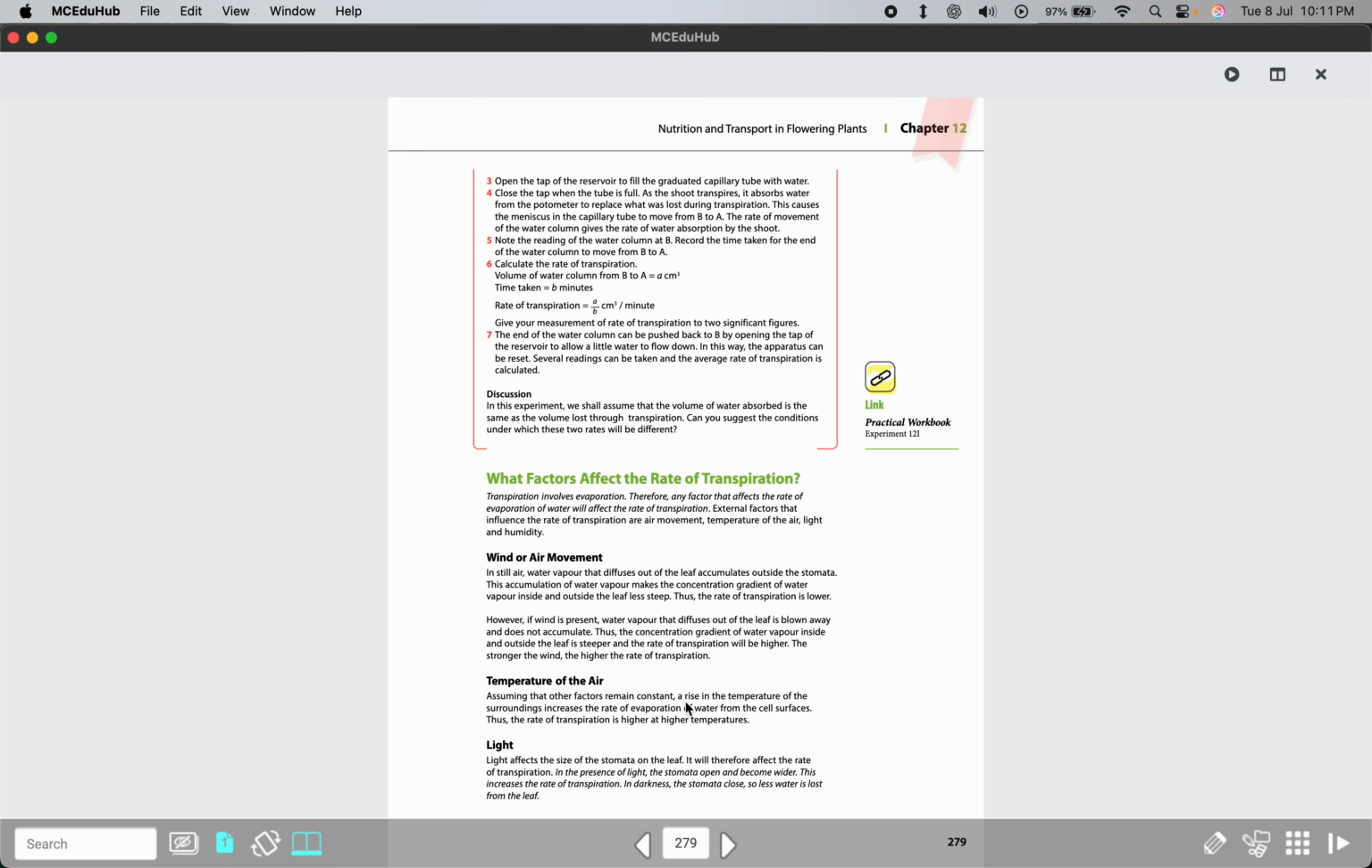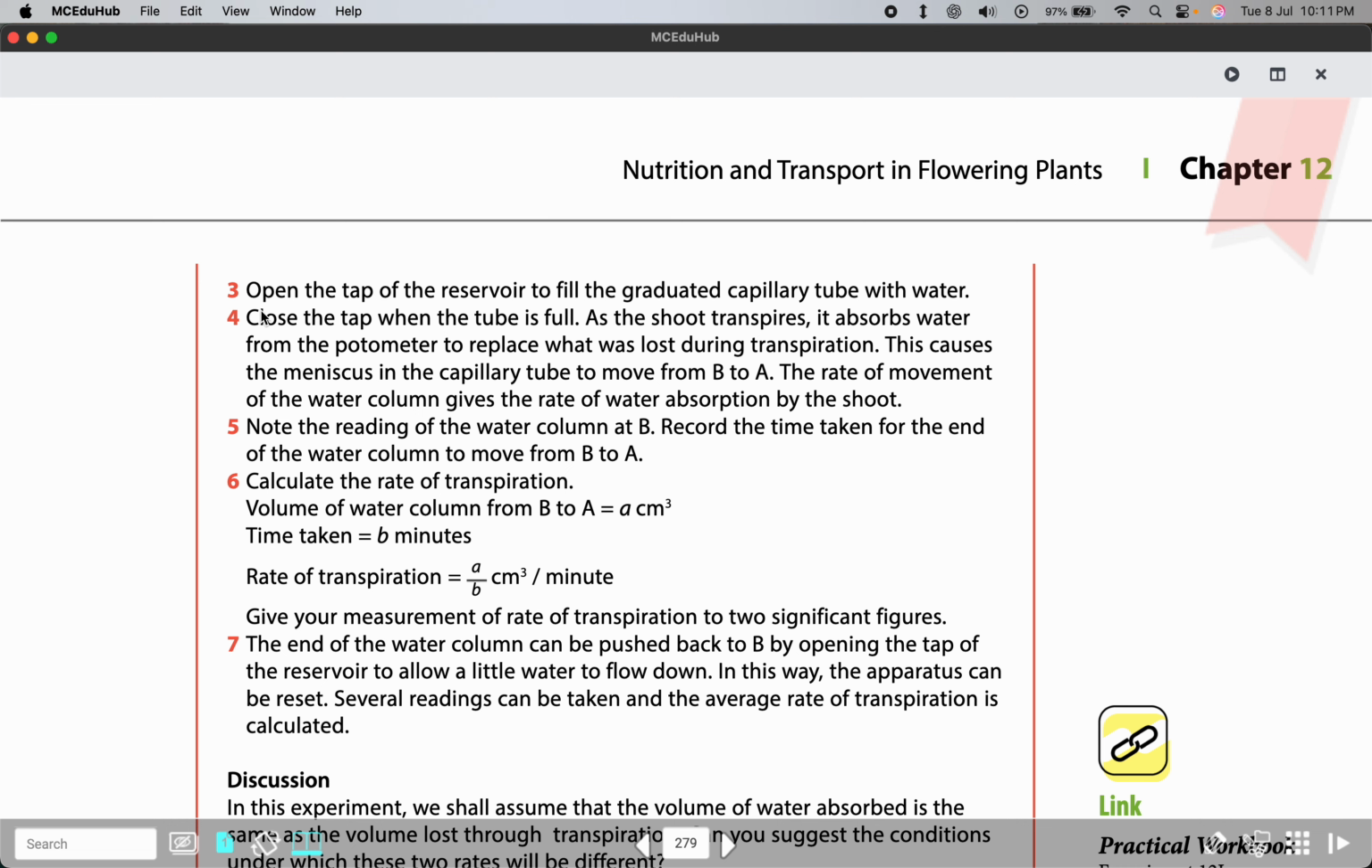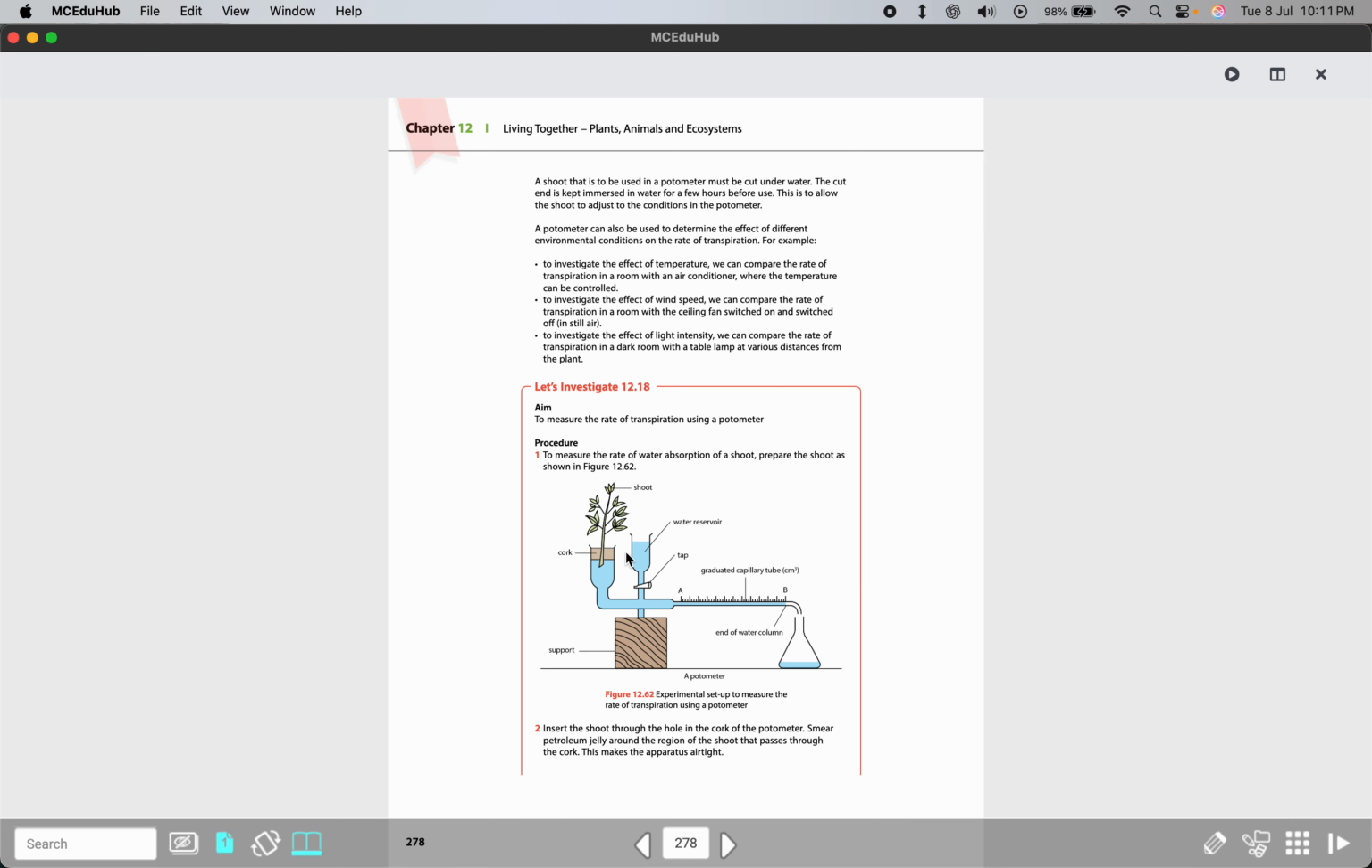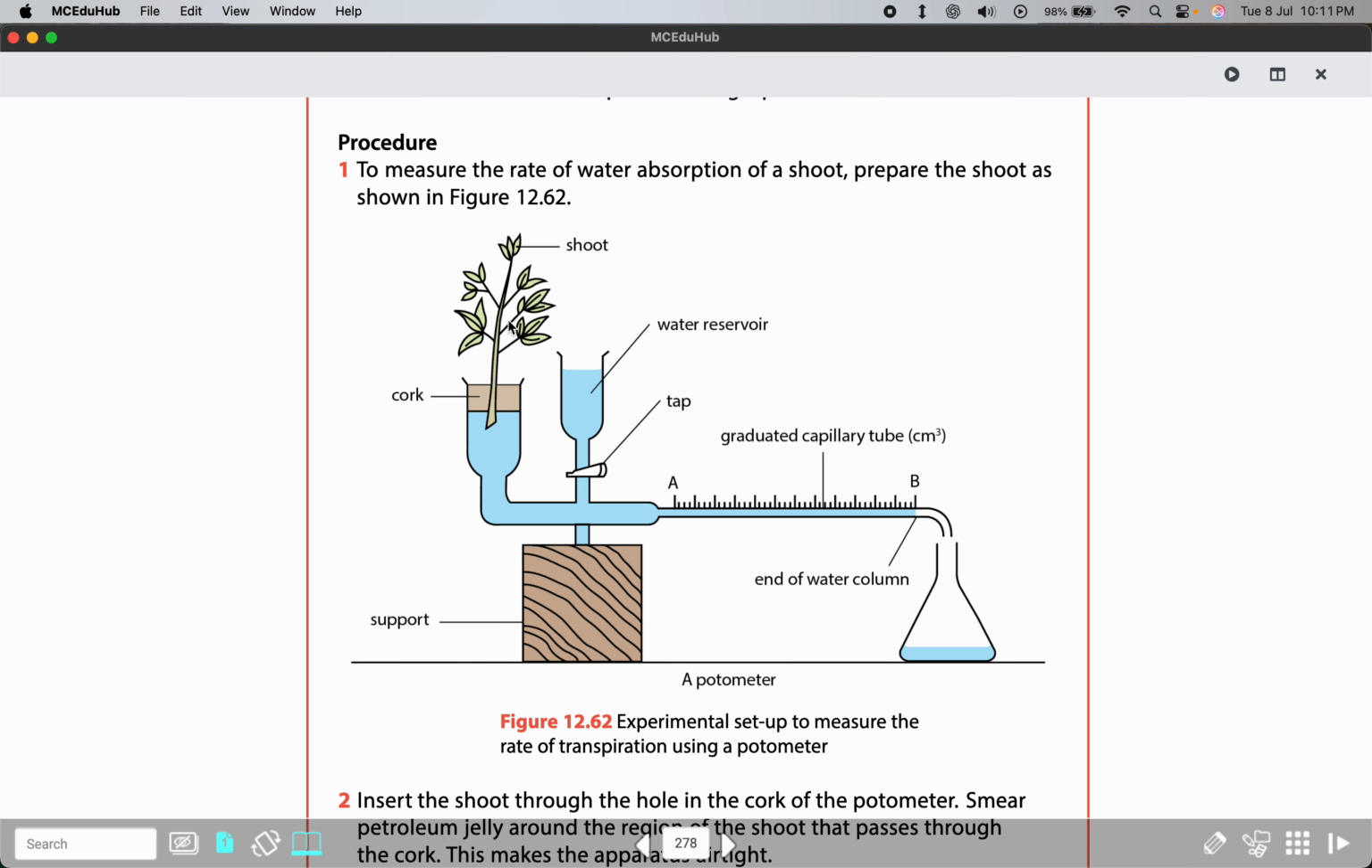Then you open the tap. But it's all just procedure. What's important is over here. The key concept is that when transpiration occurs in the leaves of this shoot, it will cause the water to move from point B at the end of the water column towards point A, through this graduated capillary tube.